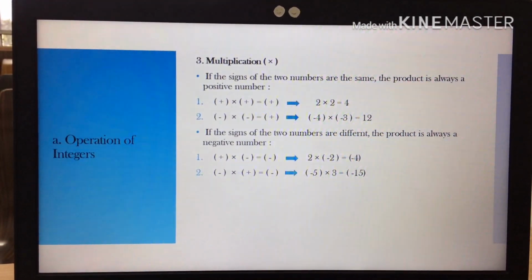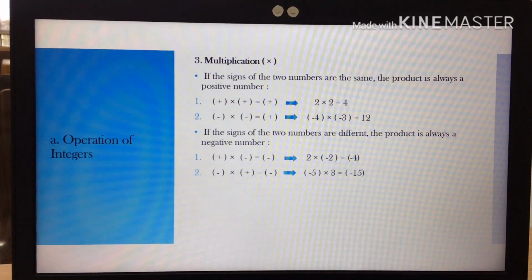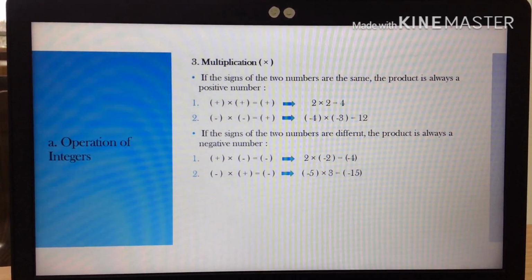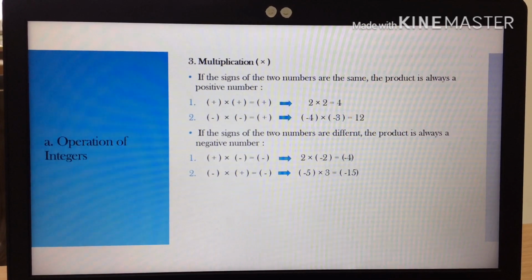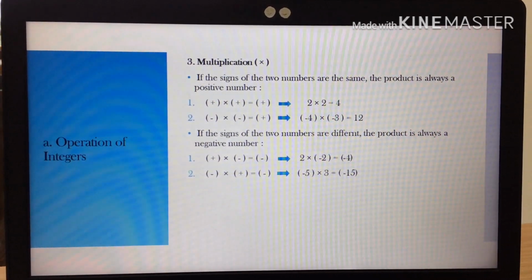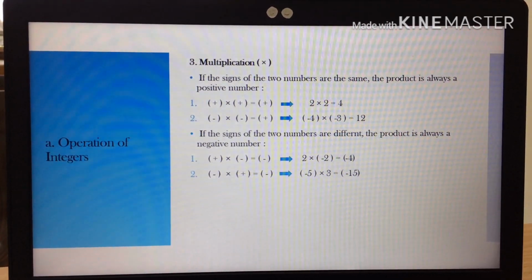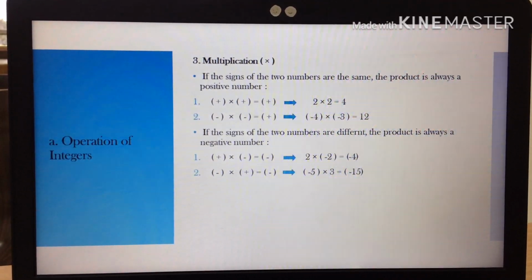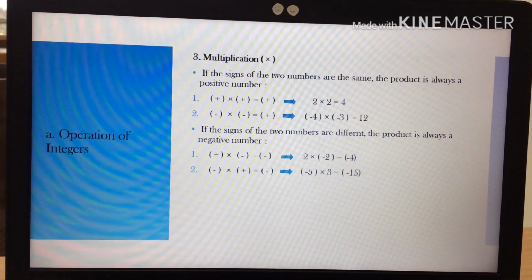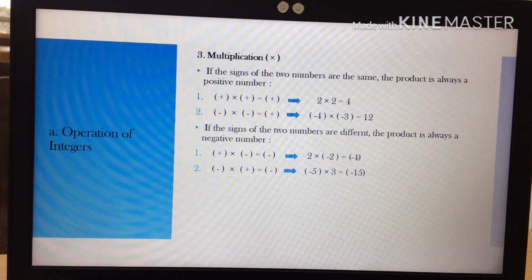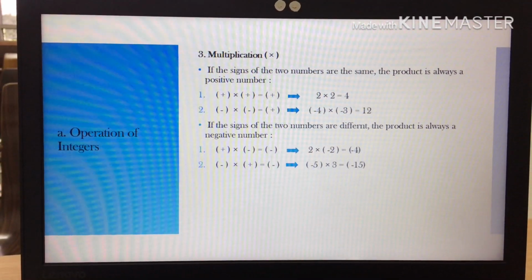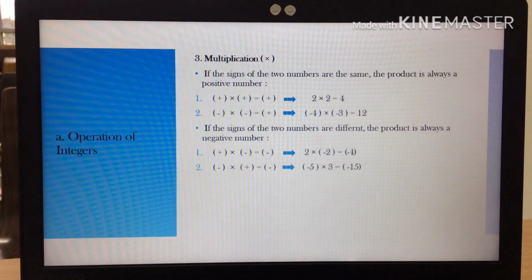And the third of operation of integers is multiplication. If the sign of the two numbers are the same, the product is always a positive number. The first formula is positive times positive equal positive. For example, 2 times 2 equal 4. And the second formula, negative times negative equal positive. For example, negative 4 times negative 3 equal 12.